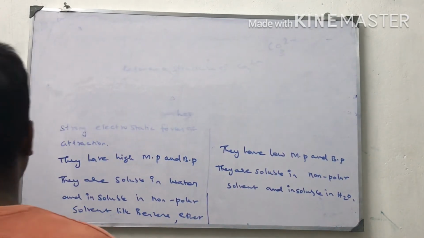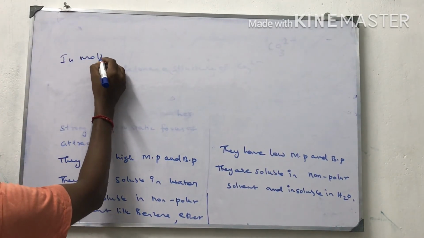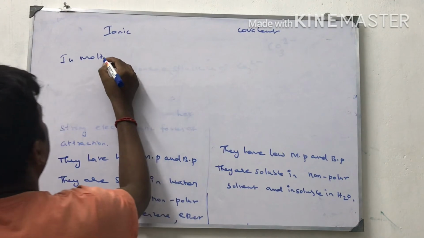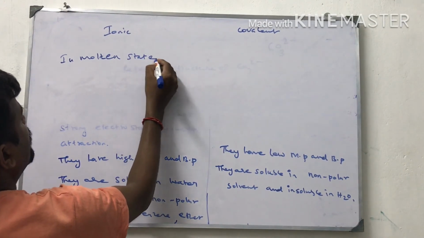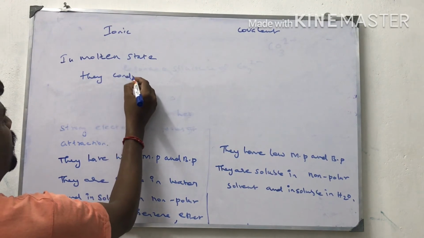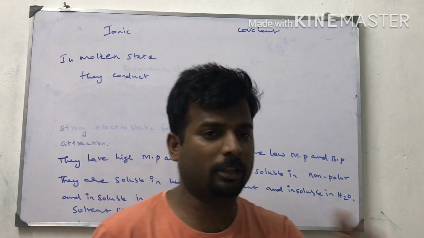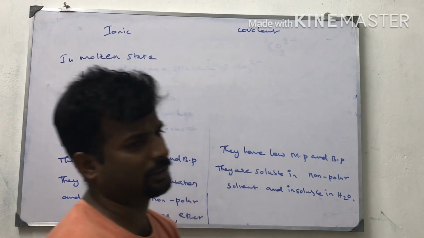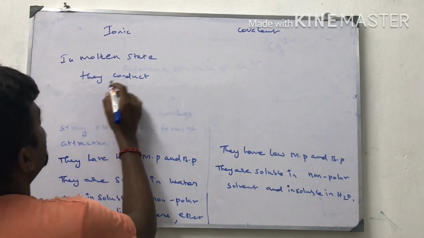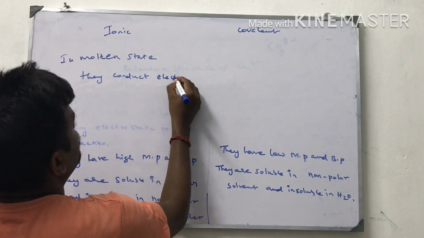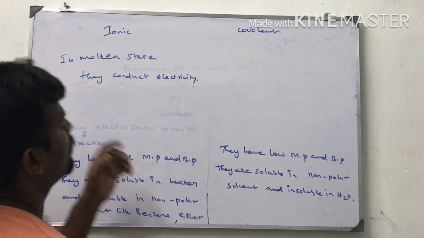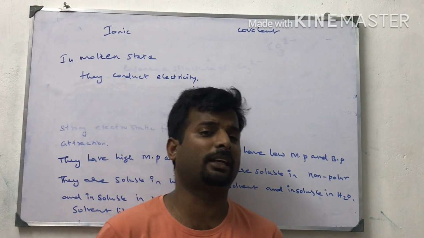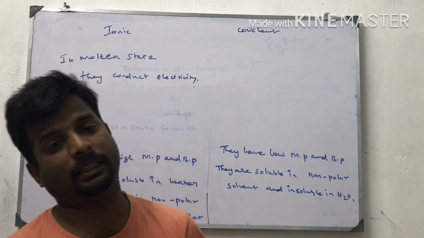Ionic compounds in molten state conduct electricity, because in molten state they release their electrons, which carry the current charge. Electrons are nothing but carriers of current, so in molten state they conduct electricity because they have free electrons. Metals have free electrons. Ionic compounds have free electrons to donate. These free electrons carry the current, so the metals can conduct electricity.